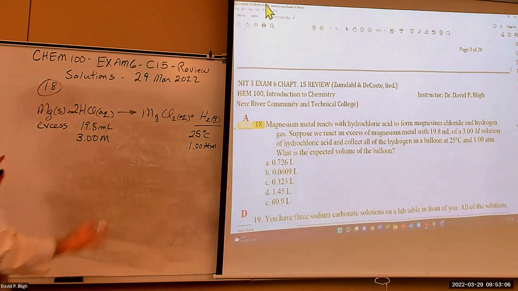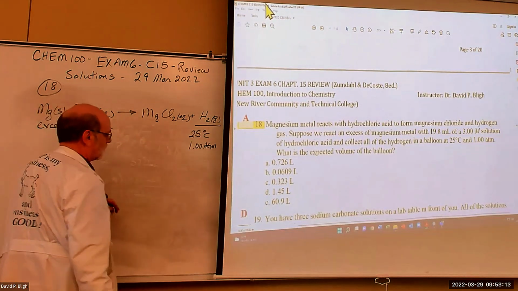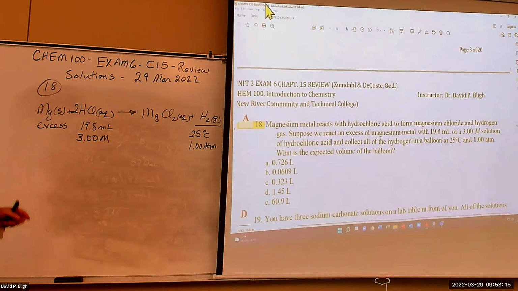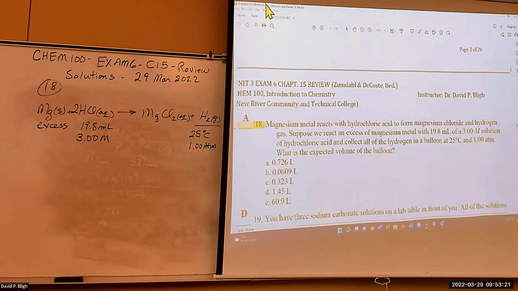Okay, that's everything we know. Question is, what's the volume in the balloon? It's filled with hydrogen gas under these conditions. All right. So if we need to know the volume of that balloon, what do we know about it? Have we done gas laws yet?